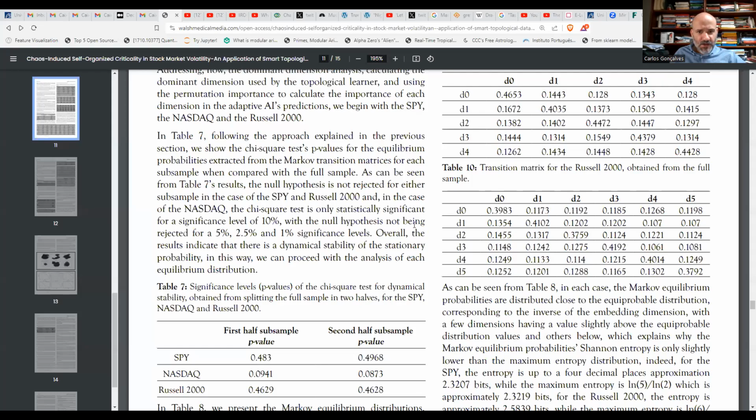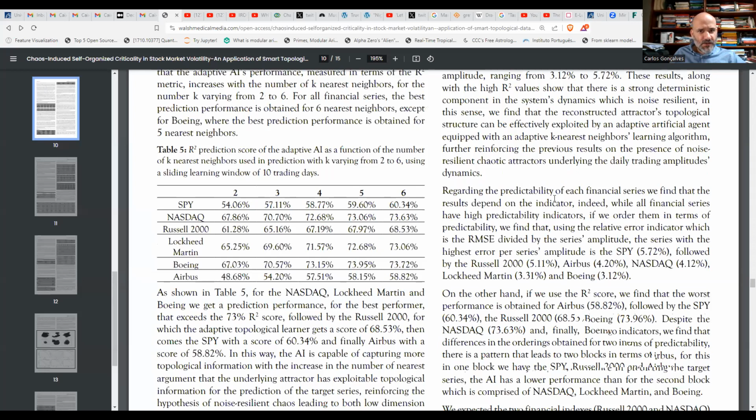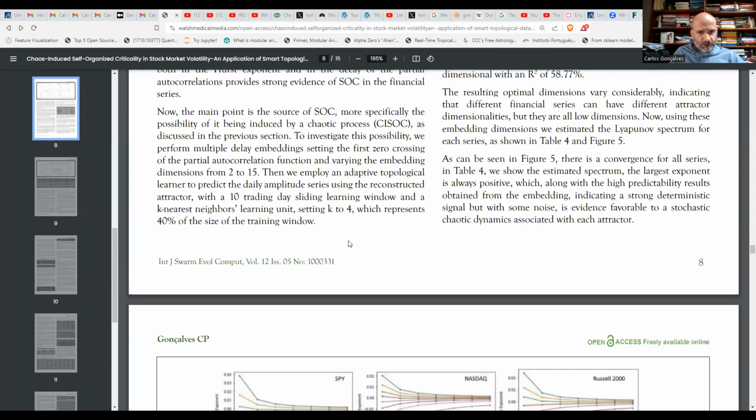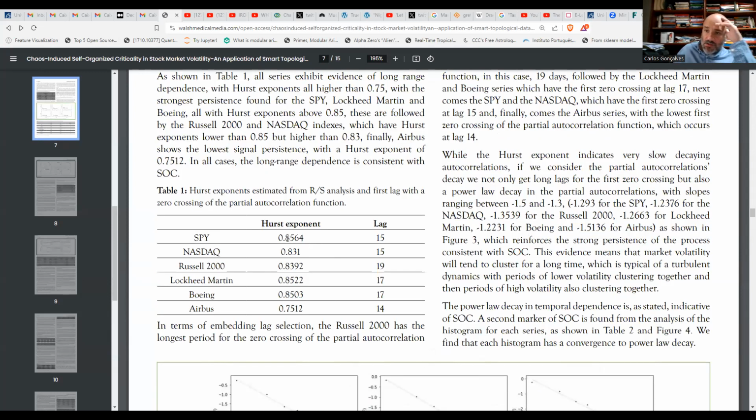And here, this is the article. And we can see here the Hurst exponents, and they show a strongly persistent process. I'll actually show them in the presentation, but further on. But this is a strongly persistent process, as can be seen, because the Hurst exponents are all higher than 0.7.